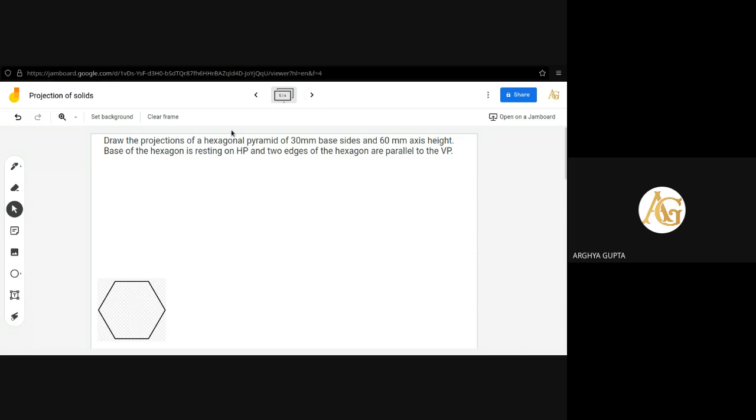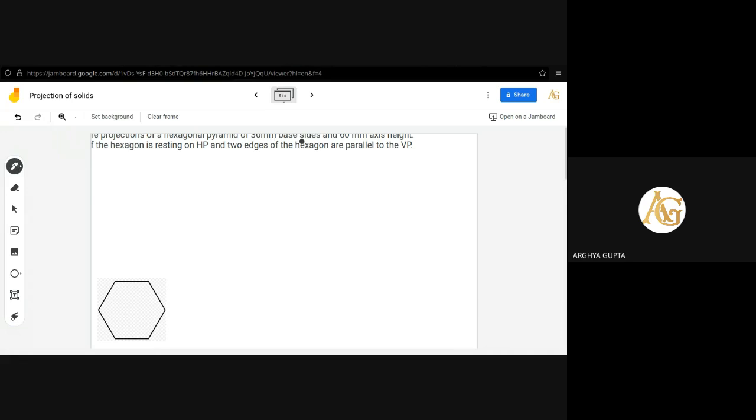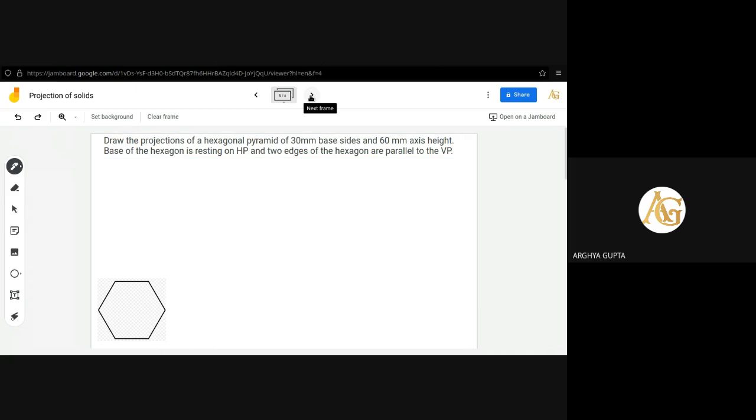So here, the condition is given that the base of the hexagon is on the HP, and two edges of the hexagon are parallel to the VP. Parallel to the VP means parallel to the ground line. So firstly, you have to draw the hexagon by making two sides parallel.